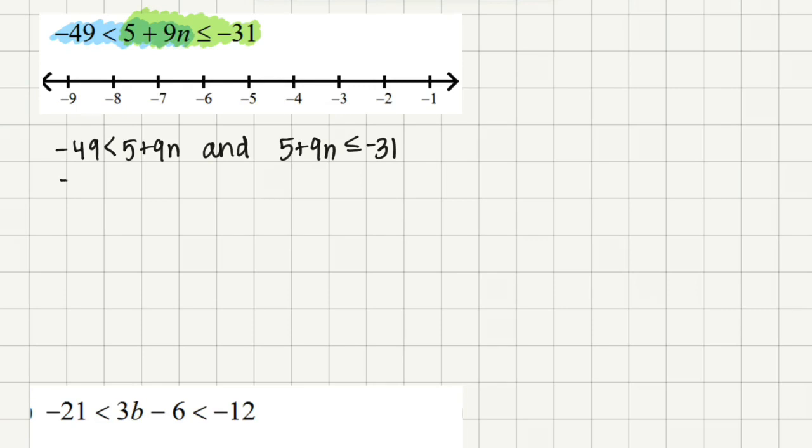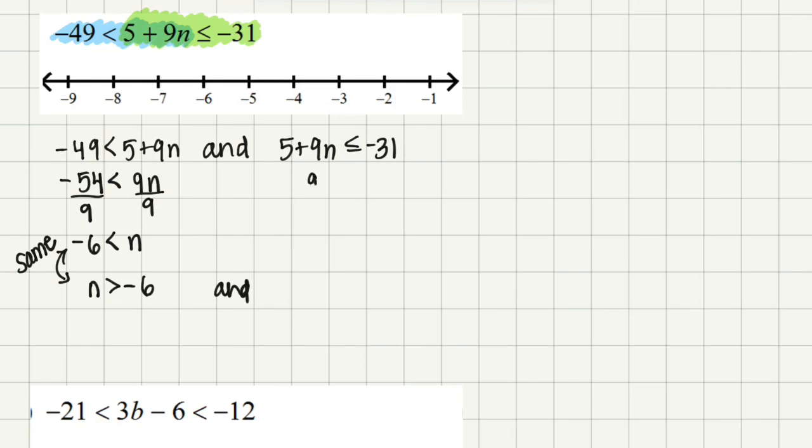I'm going to subtract 5 from both sides, which would give me negative 54 is less than 9n. I'll divide both sides by 9. Negative 6 is less than n. And I'm going to rewrite that with the variable first. So n is greater than negative 6. So I can rewrite this. These mean the same thing. So these are the same. I just like to write the variable first because it makes sense for me to say the variable is greater than or less than a number.